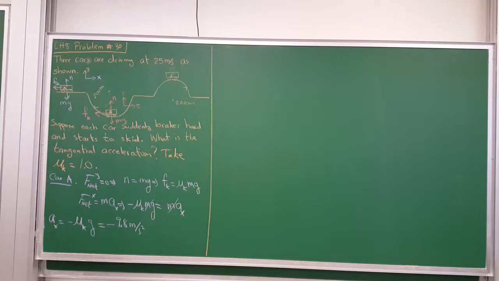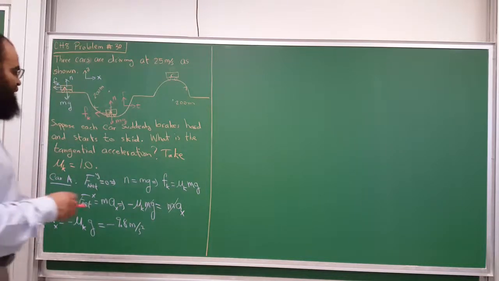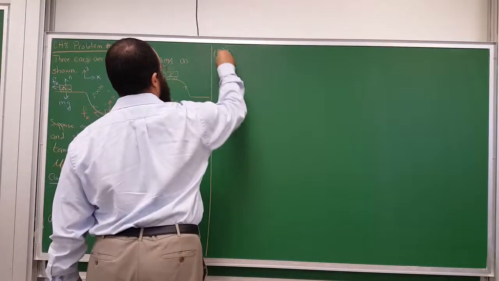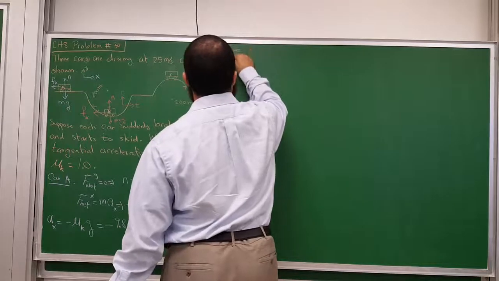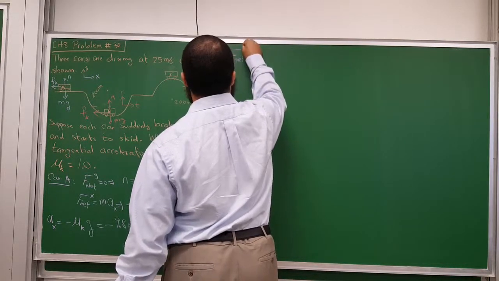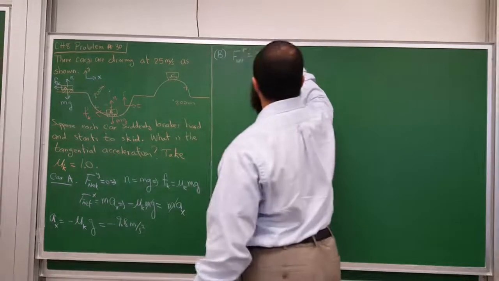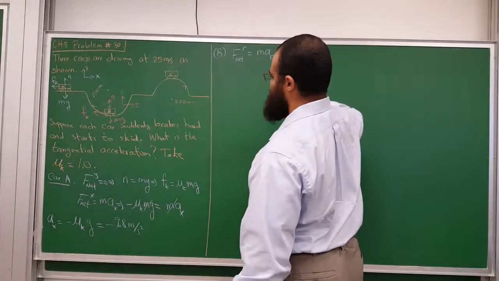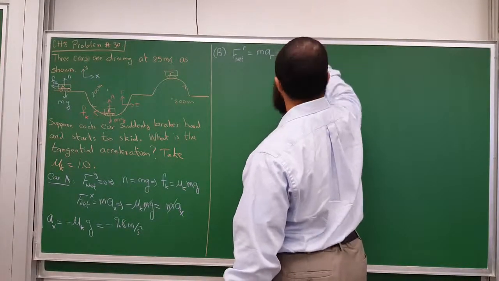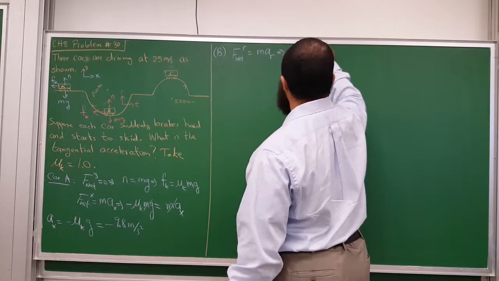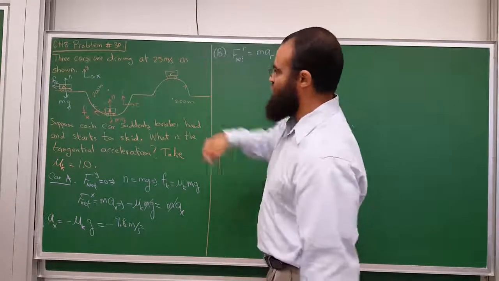So let's check out the net force in the radial direction first. For car B, the net force in the radial direction will equal the mass times the acceleration in the radial direction. What are the forces in the radial direction? There is the normal force along the radial direction, so that's the normal force, minus mg because it's in the downward direction, the negative radial direction.